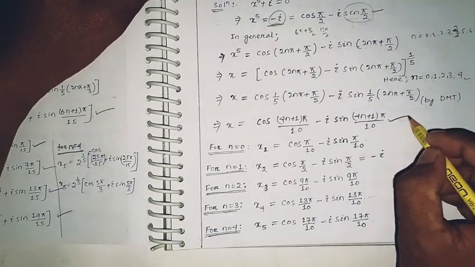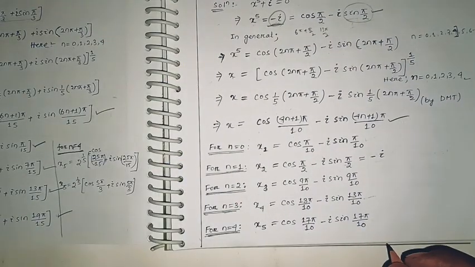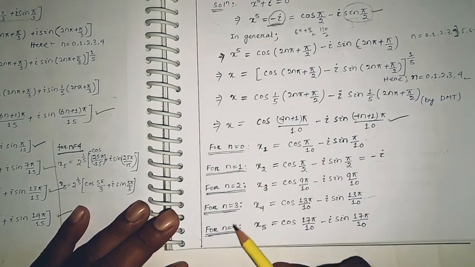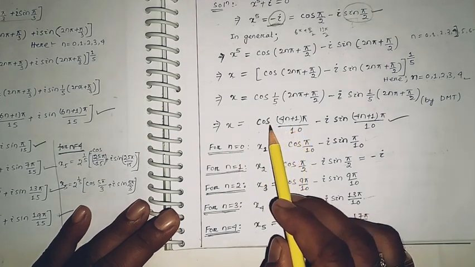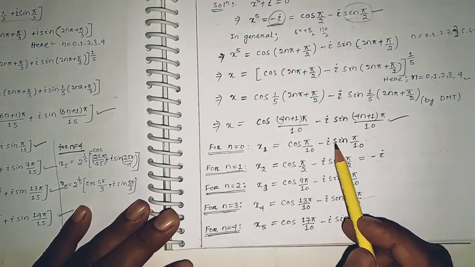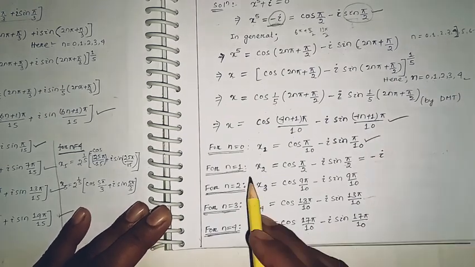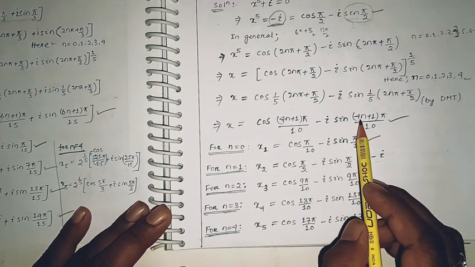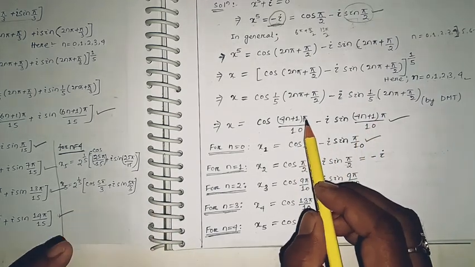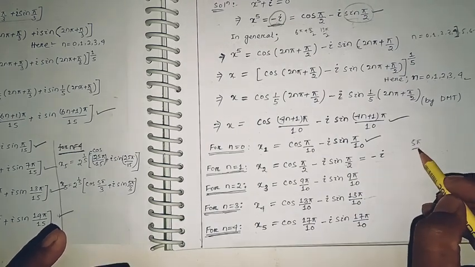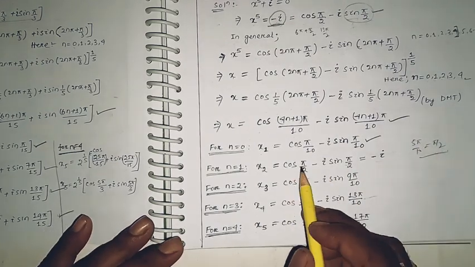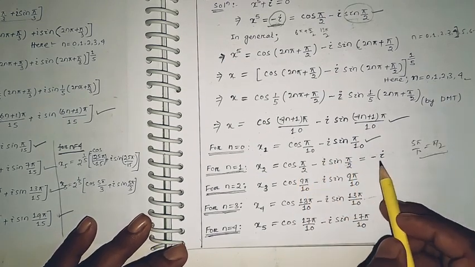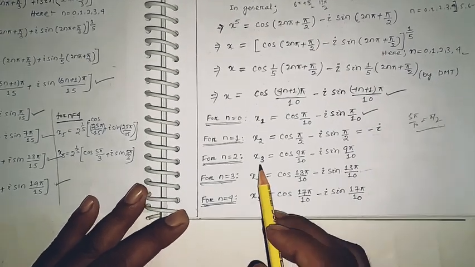Now we are going to find the 5 roots from this equation by substituting n equal to 0, 1, 2, 3, 4. For n equal to 0, this will be cos pi by 10 minus i sin pi by 10. This is your first root. N equal to 1, put 1 over here. This will be cos 5 pi by 10 minus i sin 5 pi by 10. 5 pi by 10 means pi by 2, right? That means cos pi by 2 minus i sin pi by 2. Cos pi by 2 is 0, and i sin pi by 2 will give minus i, because sin pi by 2 is 1.